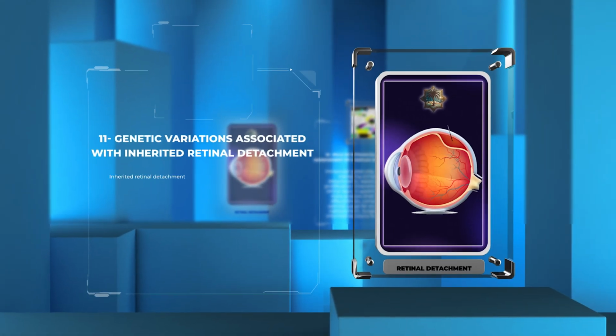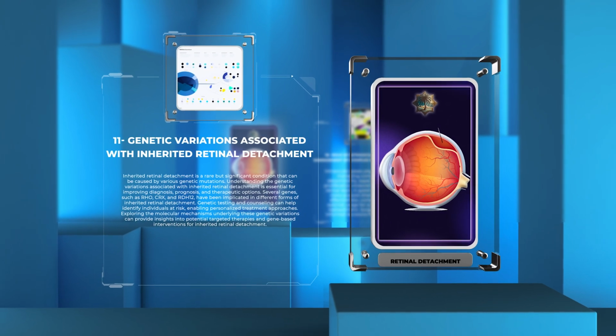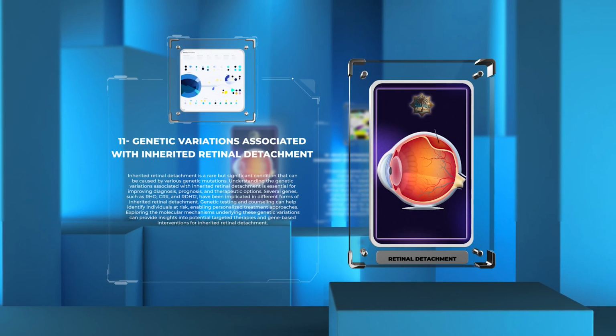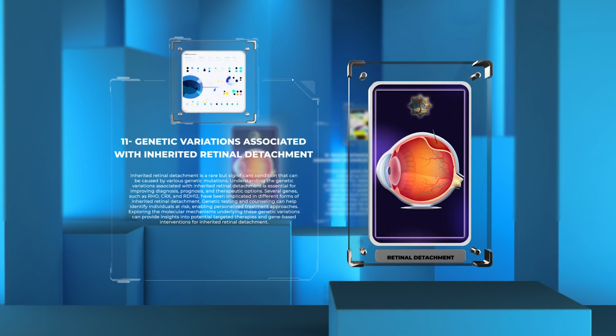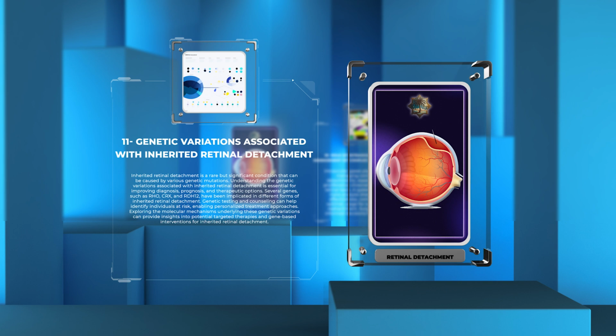Inherited retinal detachment is a rare but significant condition that can be caused by various genetic mutations. Understanding the genetic variations associated with inherited retinal detachment is essential for improving diagnosis, prognosis, and therapeutic options. Several genes, such as RHO, CRX, and RDH12, have been implicated in different forms of inherited retinal detachment. Genetic testing and counseling can help identify individuals at risk, enabling personalized treatment approaches.